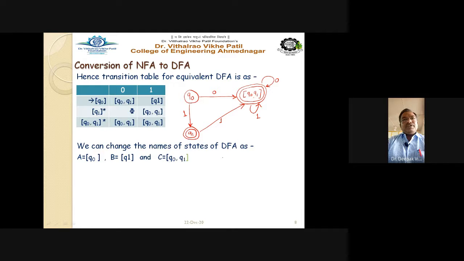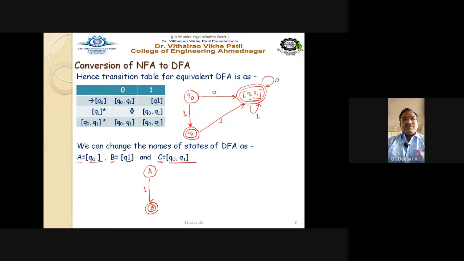The next step, we can change the names of the states. So what is happening here, putting this q0 q1 into the square bracket and making it a circle, this becomes a very tedious task. So you can change all the state names to capital A, capital B, and capital C. So I can mark here capital A equal to q0, capital B equal to q1, and q0 q1 I mark as C, and rest of all the transitions remain the same.